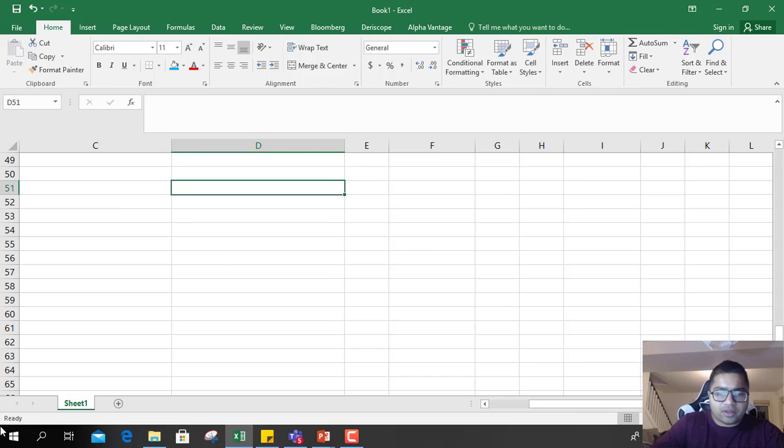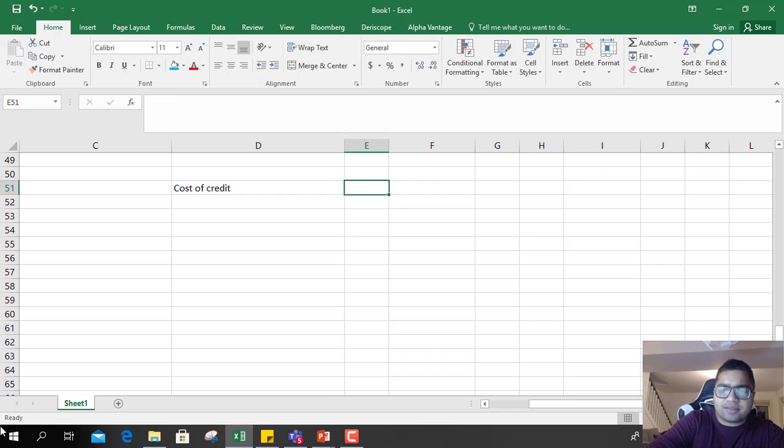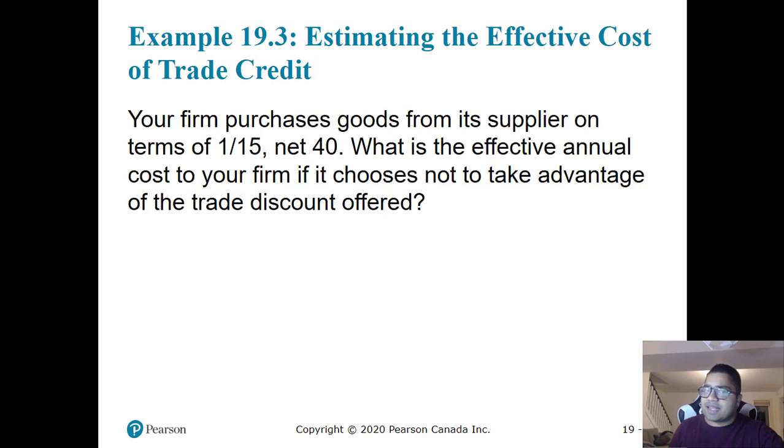So cost of credit is calculated as 1 plus the rate of return r, to the power n, where n is the period, minus 1. So let's do an example and try and understand it.